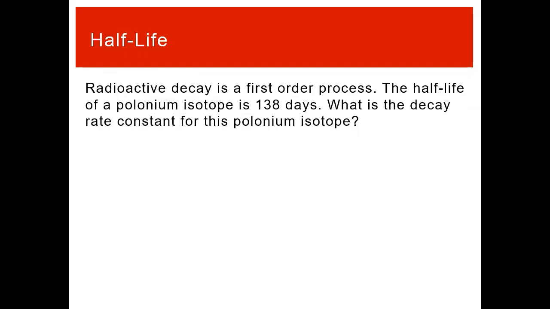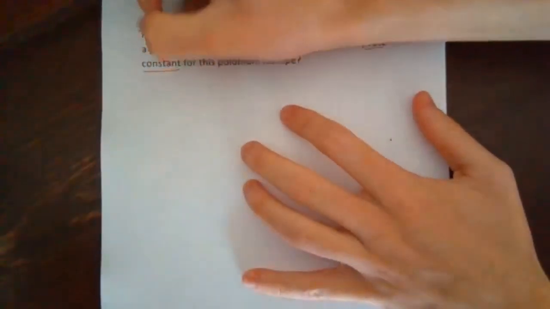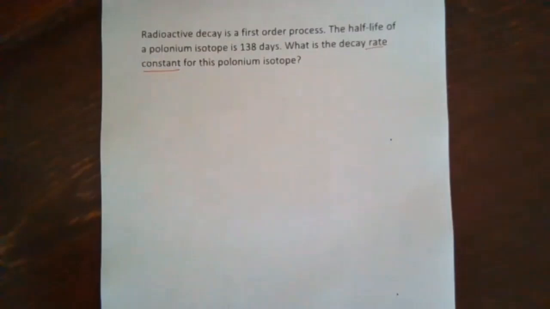All right, let's look at an example of calculating half-life. Radioactive decay is a first-order process. The half-life of a polonium isotope is 138 days. What is the decay rate constant for this polonium isotope? Okay, so I want a rate constant for a process, and what I'm given is the half-life.